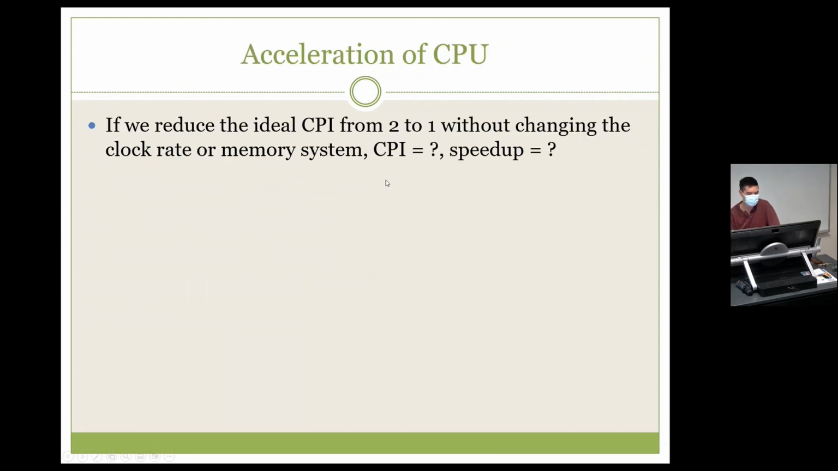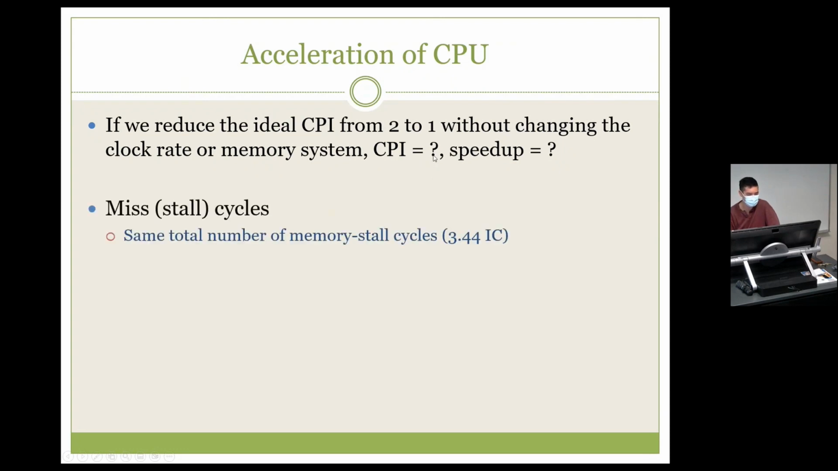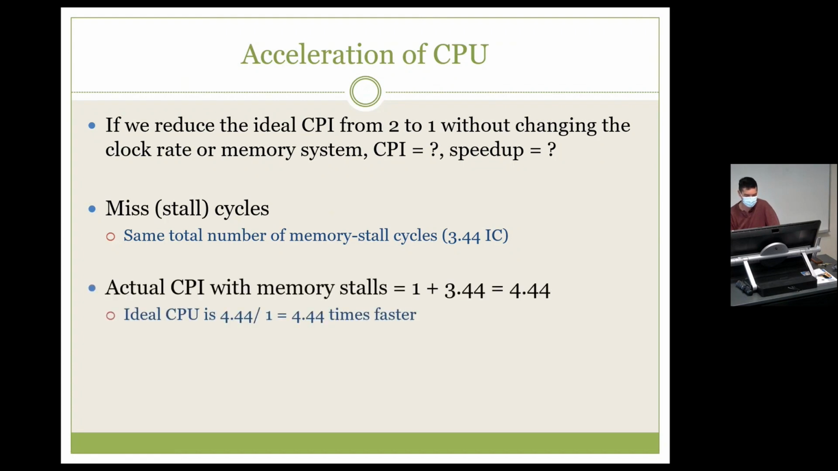So here, if we reduce the ideal CPI from 2 to 1 without changing the clock rate or memory system, then the CPI becomes, instead of our 5.44, 1 plus 3.44, which is 4.44.